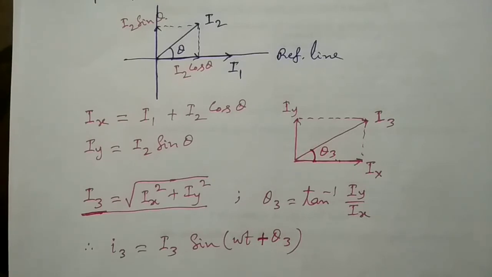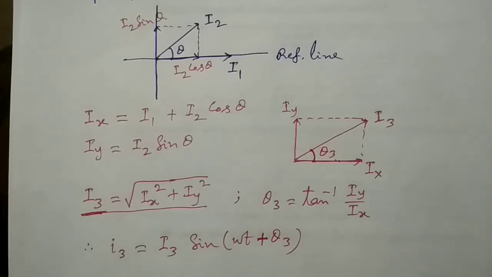For algebraic operations, we have to remember one thing, that the frequency of each and every phasor or alternating quantity should be same. And also the resultant value should have the same frequency. So this is the criteria for algebraic operations.